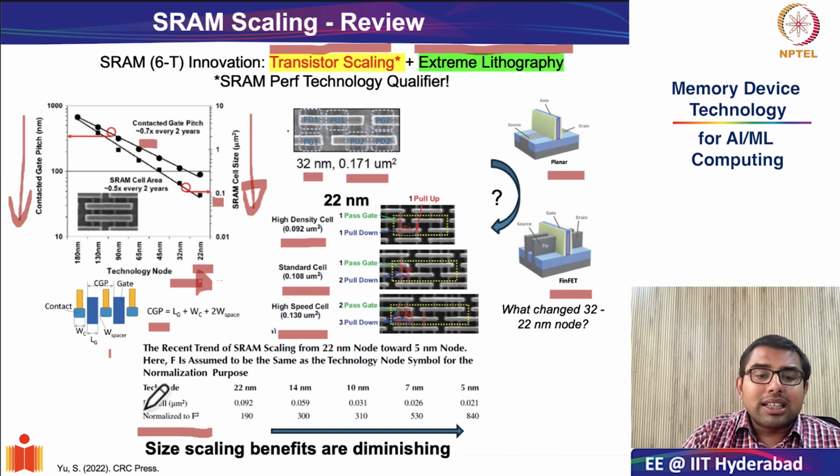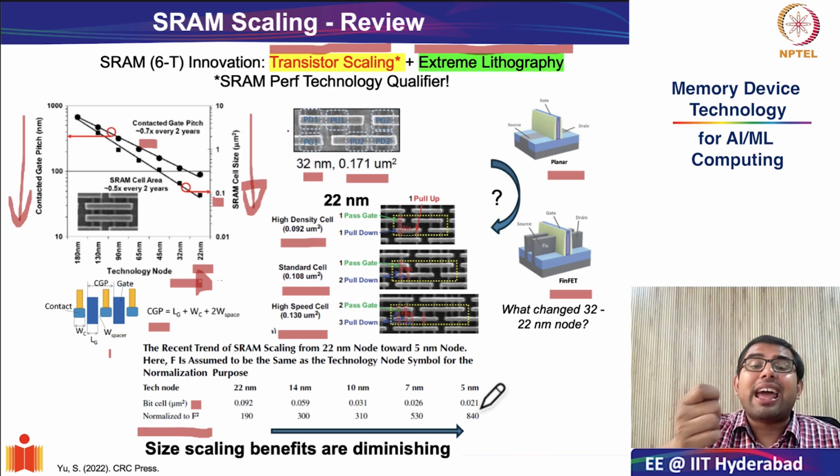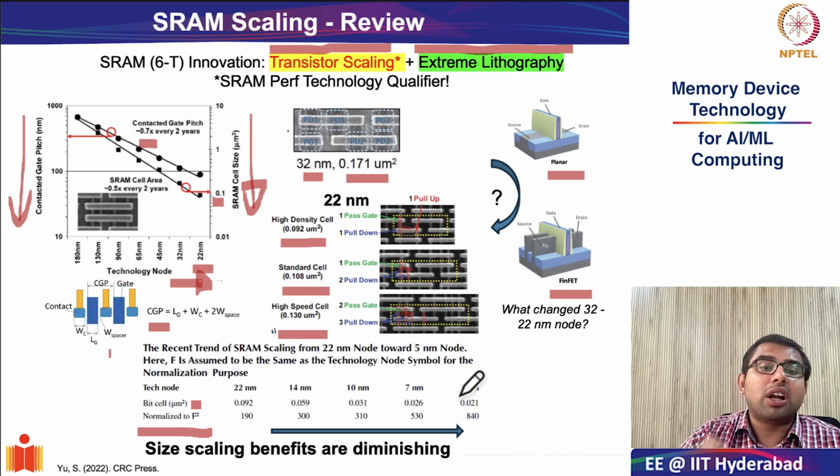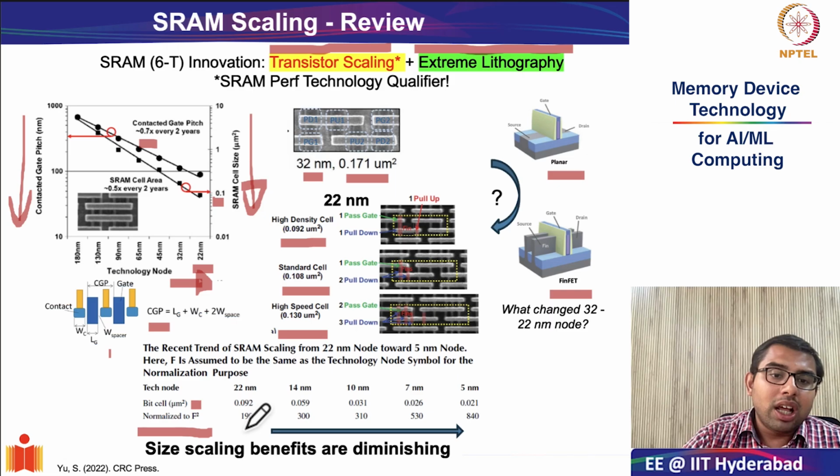Although with improving technology nodes, indeed the bit cell is reducing from 0.092 micrometer square to 0.021 micrometer square, when we normalize it with F squared, where F is the smallest feature of that particular node, we see that the benefits of area scaling are really diminishing, because the normalized area to F squared is increasing from 190/300 to almost 840 F squared.